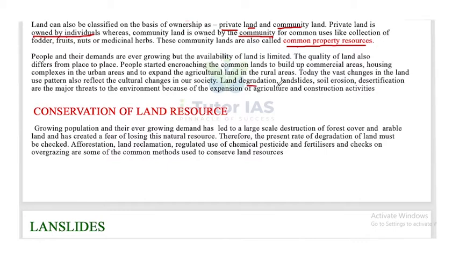Land degradation, landslides, soil erosion and desertification are the major threats to the environment because of the expansion of agriculture and constructive activities. These are some of the threats we face today due to land expansion, agriculture, construction activities, etc. Now, how to conserve the land resource? Conservation of land resources.